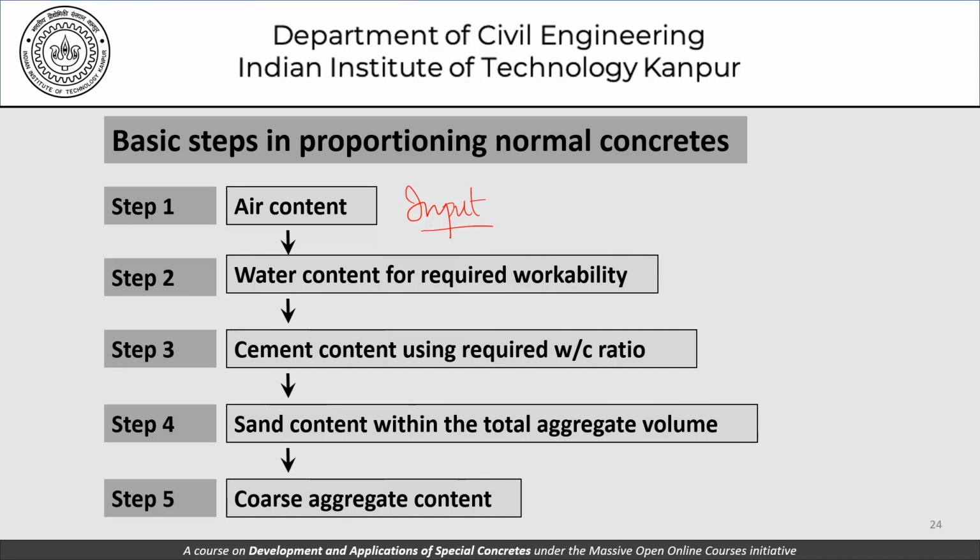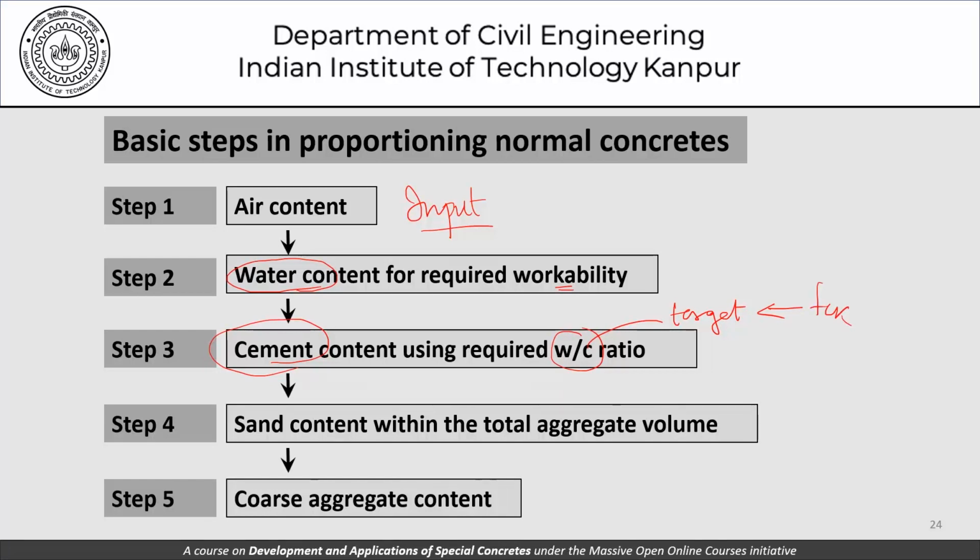The next step is the water content. Determine the water content for the required workability from the slump versus unit water content relationship, knowing how much slump you need for a given structure. The next step then would be to get the cement content based on the water cement ratio, and you get the water cement ratio from the target mean strength, which you get from the characteristic strength.